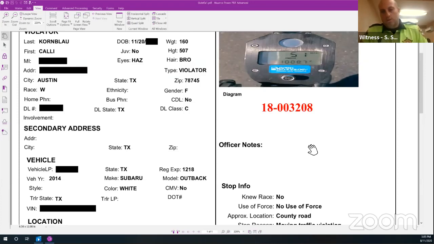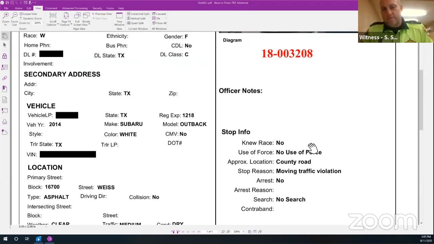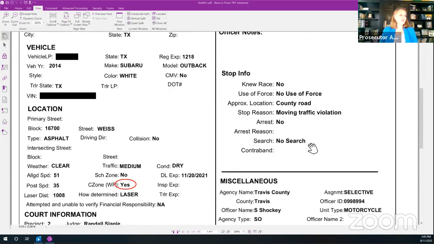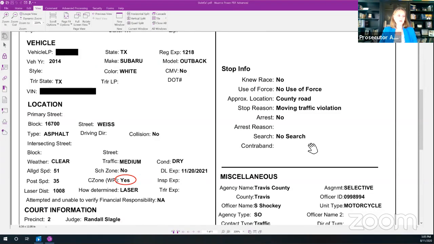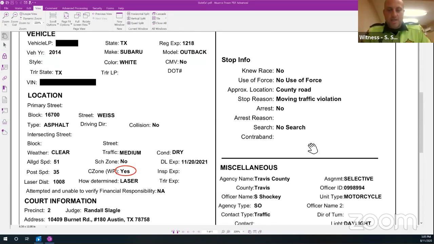I don't recall. I know it's in the 2,000 feet, 3,000 feet area. Okay. Is there anything else about this citation that you recall that stands out to you? No, ma'am. Everything's in the citation that is correct.